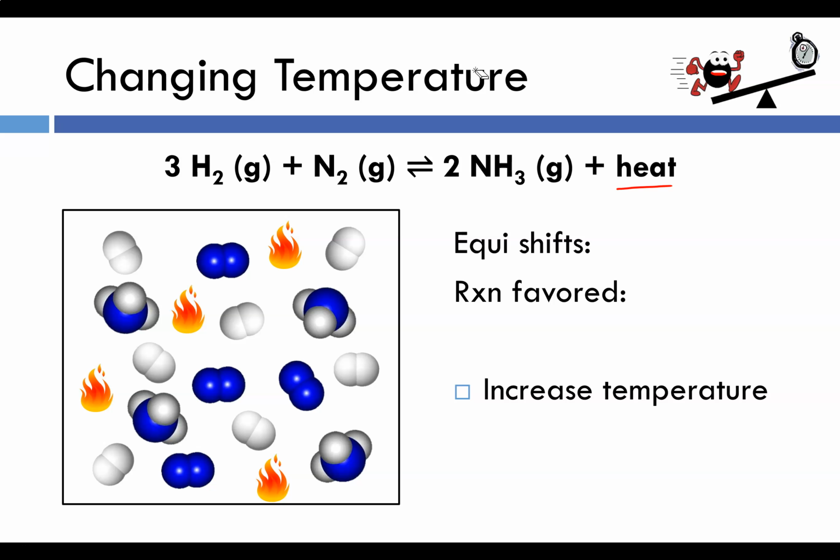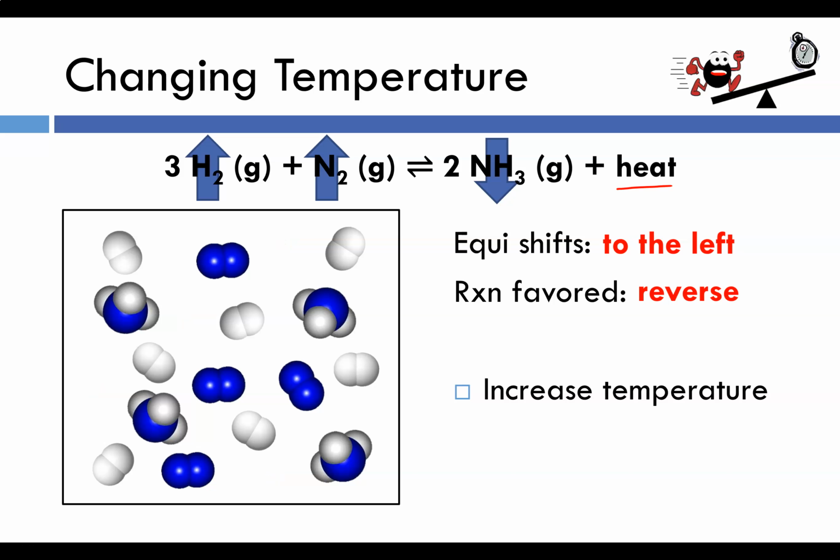So if I increase the temperature, I should see an increase in the concentration of H2 and N2, and I should see a decrease in the concentration of ammonia. Equilibrium has shifted to the left. We favor the reverse reaction. You can probably imagine that the opposite holds true if you decrease the temperature. Let's think about why that is.